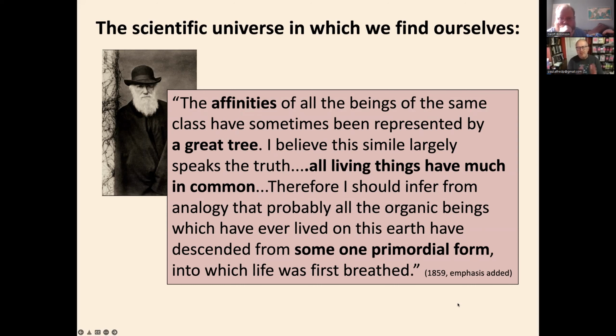So he's going to extend his argument from the great classes of plants and animals to all life on Earth. All living things have much in common. Therefore, I should infer from analogy that probably all the organic beings which have ever lived on this earth have descended from some one primordial form into which life was first breathed. It's interesting to note, actually, that in the 19th century, Darwin was very much the exception among evolutionary thinkers for arguing this way, namely that there was one great tree of life.